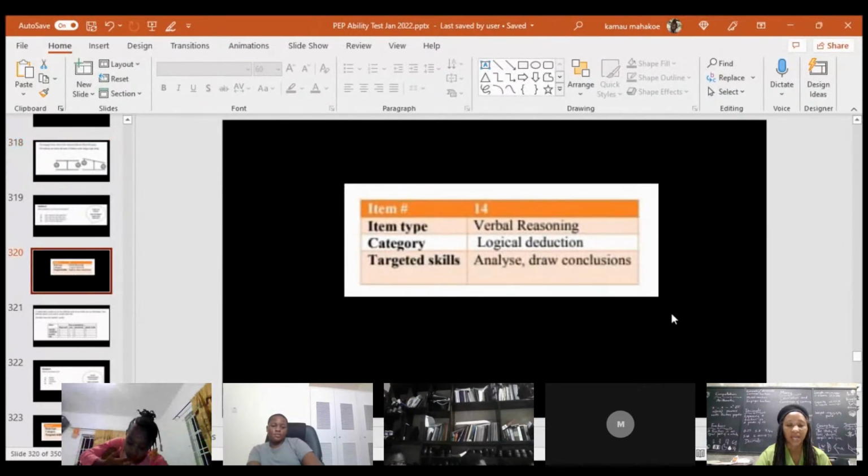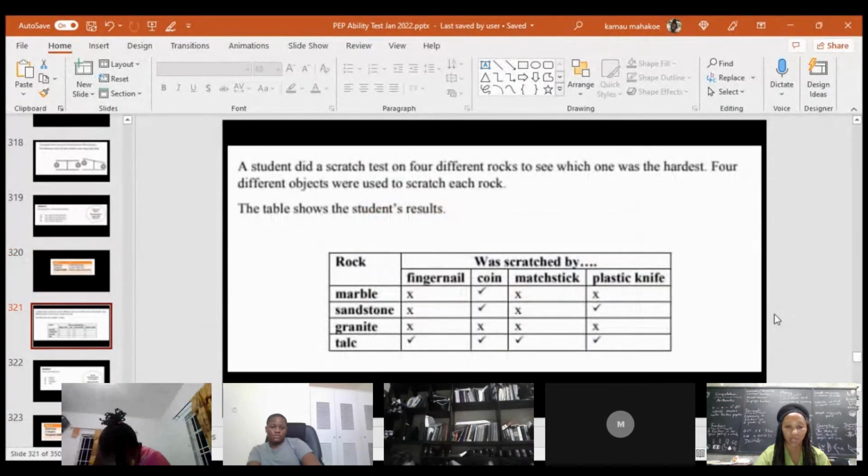Item 14, item type verbal reasoning, category logical deduction, targeted skills, to analyze and draw conclusions. Madison, can you hear me? Yes, can you hear me? Yes, go ahead, please. A student did a scratch test on 4 different rocks to see which one was the hardest. 4 different objects were used to scratch each rock. The table shows the student's results.